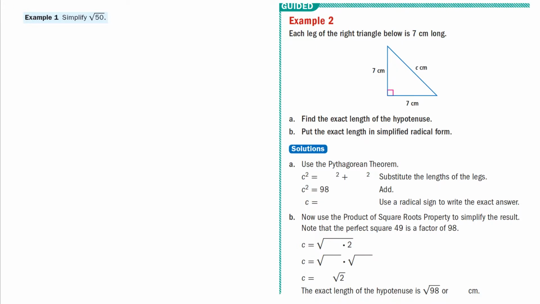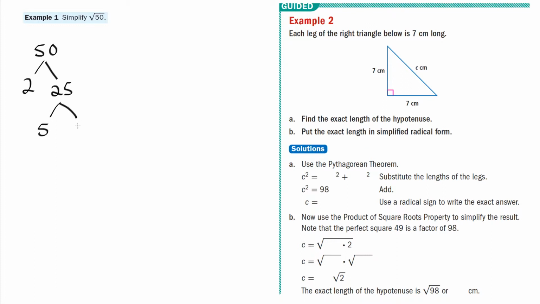You'll often be asked in a problem to simplify a radical. And in simplifying a radical, we need to factor the radicand. The radicand is the value within the radical. So in the case of example 1, the radicand is 50. The radical is the square root of 50. And to simplify it is to find its prime factors and see what we can pull out from the square root sign. So 50 is 2 times 25, and 25 is 5 times 5.